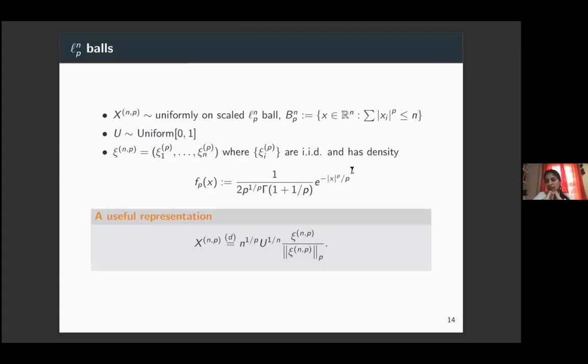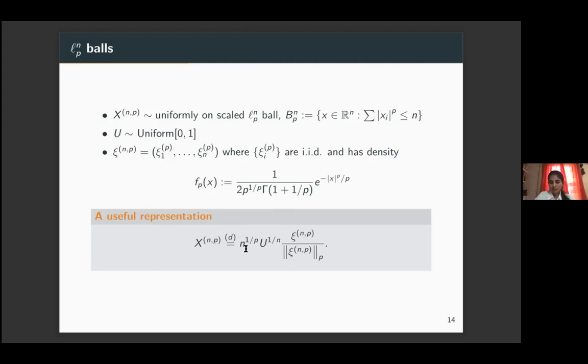Just like in the Gaussian case, you have a representation for the sphere, right? You can represent the uniform measure on the sphere in terms of Gaussian random variables by taking the Gaussian random vector and then normalizing it by its L2 norm. So here we're saying we can do something similar. We can take IID random variables from another distribution, with density proportional to e to the minus |x|^p over p, and then normalize it by the LP norm, and you get a uniform measure on the sphere. And then if you want the ball, you have to take another uniform 0, 1 random variable and multiply that in front. And this is just a normalization constant to scale the ball appropriately.